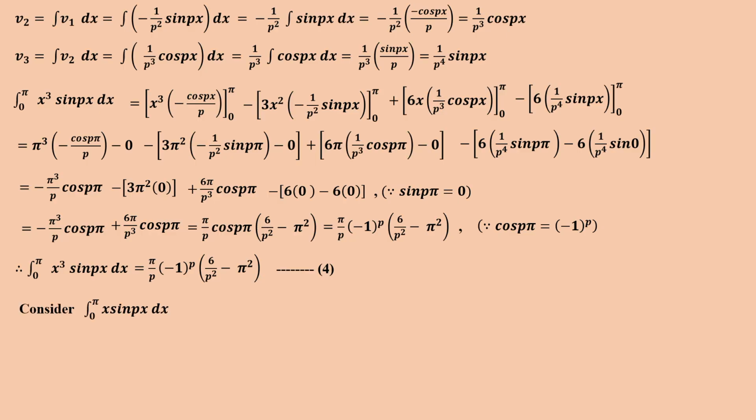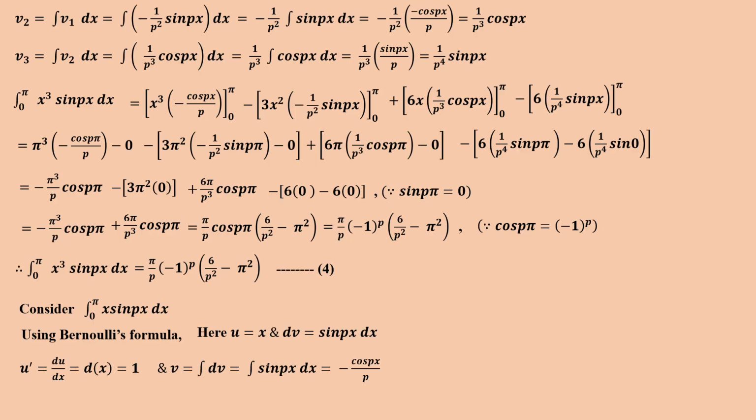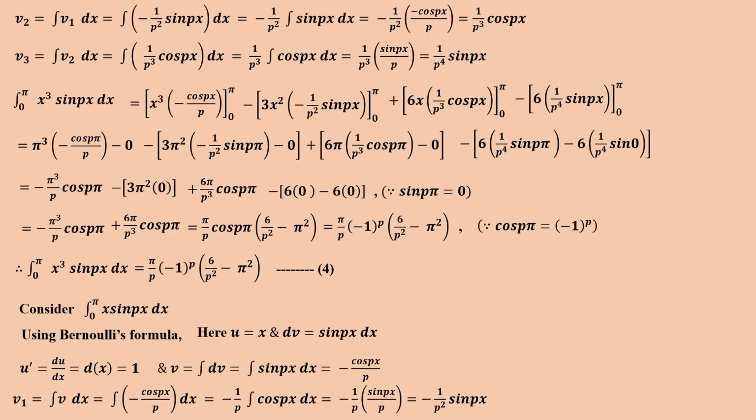Next we are going to evaluate the other integral, right? Integral 0 to π of x sin px dx. So using the same Bernoulli, here u is equal to x and v is equal to sin px, right? So u dash is 1 and v1 we know same as above. So v is minus cos px by p and v1 is minus 1/p² sin px.